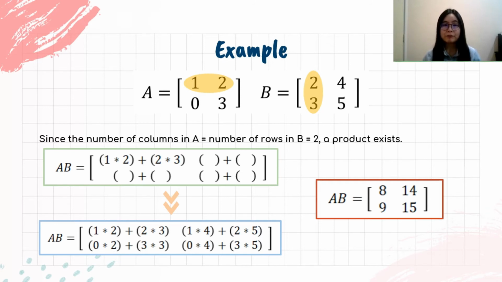Then we continue the pattern with the first row of matrix A by the second column of matrix B, and then repeat with the second row of matrix A. Thus, we get the equations shown in the blue border box, and we get the answers shown in the red border box. In short, there are also many types of matrices used in linear algebra. These three types of matrices that I mentioned are the common and basic types of matrices. That's all for my presentation. I will pass to the next presenter.